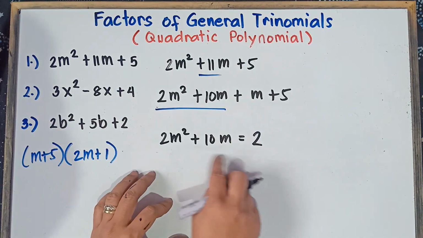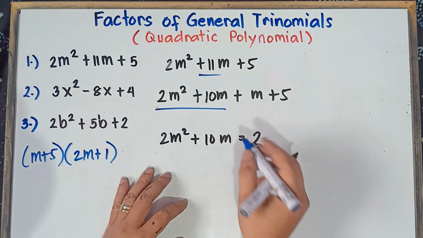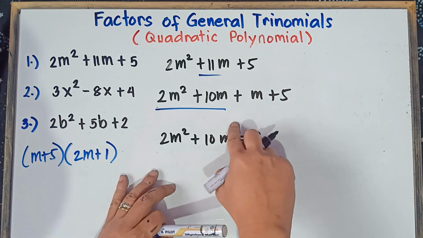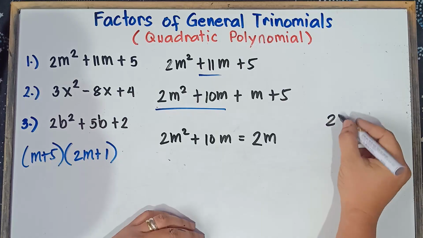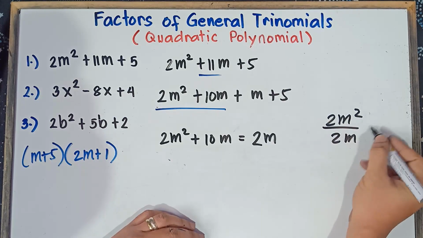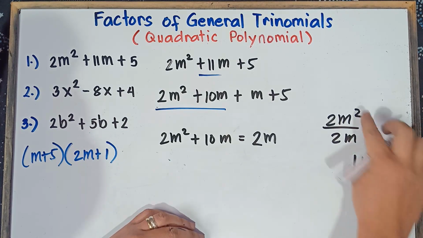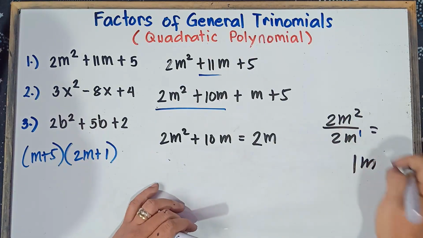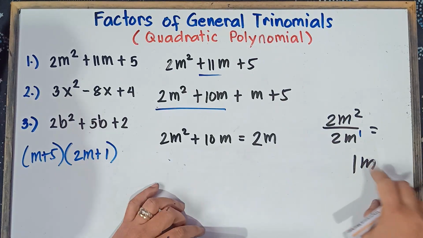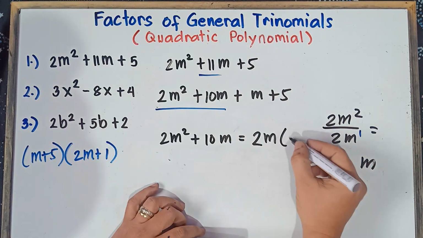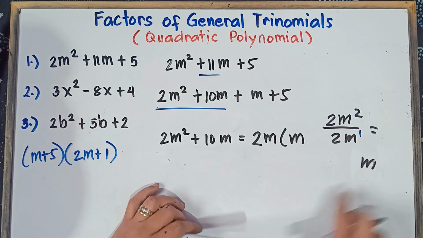Alright, and then for the variable, just select the variable with the least exponent. Understood, the exponent of m here is just 1. So therefore, we will be selecting m. So that would be 2m. And then simply divide, class. 2m squared divided by 2m: 2 divided by 2 is 1. M squared divided by m, that's only m. Subtract the exponent, 2 minus 1 is 1. So that would be 1m raised to the power of 1. We can erase 1, that's okay. So therefore, the answer is m.